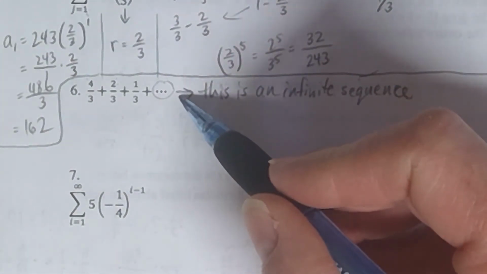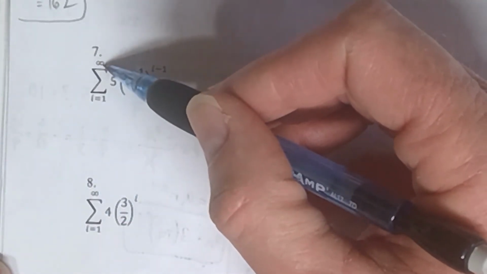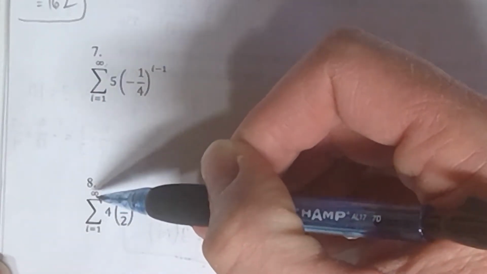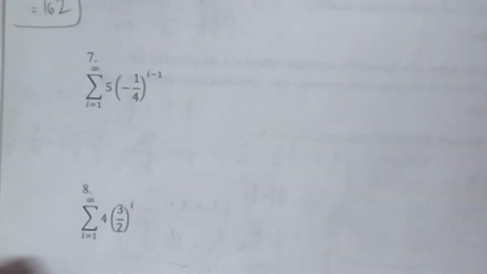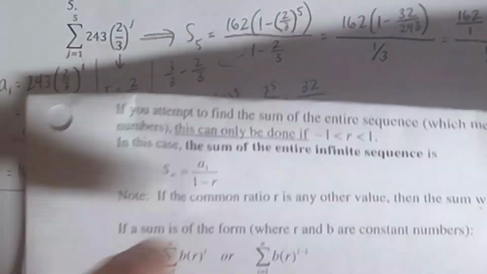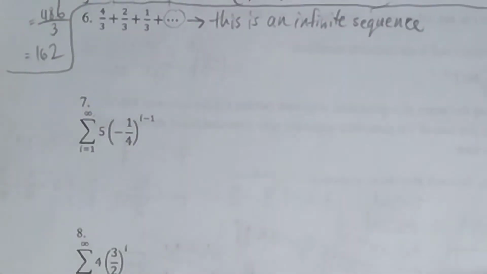And there's nothing after that, this would be infinite. And then on the next 2, see how the top number, which is where the adding of the terms always ends? Well, that says infinity on both of these, so that means that both of those are infinite sequences as well. And so that's why we're going to use this particular formula in each one of these 3 problems.